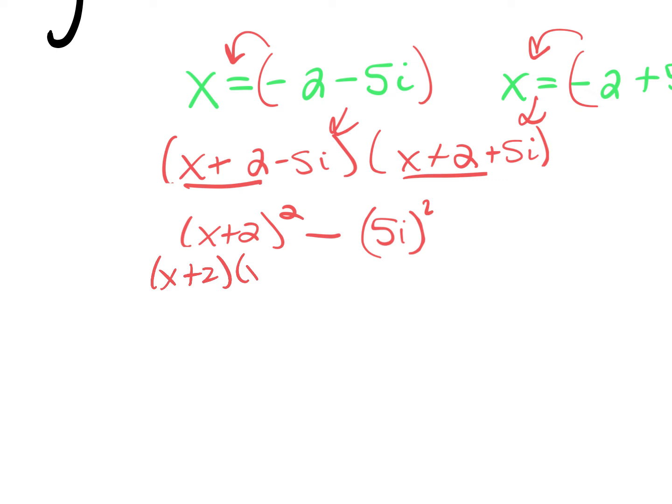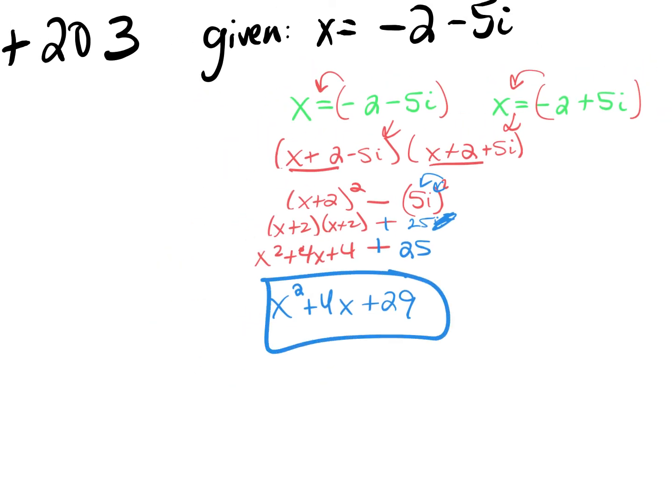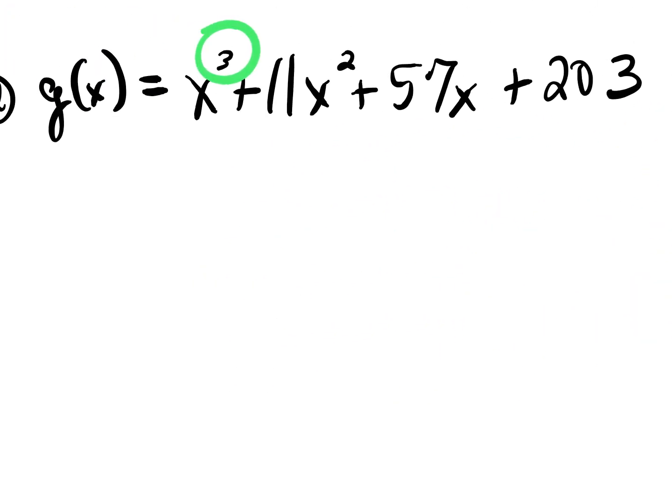X plus 2 times x plus 2. X squared plus 4x plus 4. And I have my minus sign. This 2 distributes to the 5 and to the i, so it's 25i squared. As soon as I see that i squared, I cross it off and I put a plus, so this is plus 25. So my polynomial that I'm going to divide by is x squared plus 4x plus 29. Everybody with me? So let's write that out.